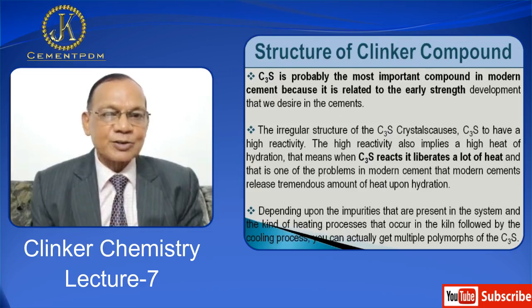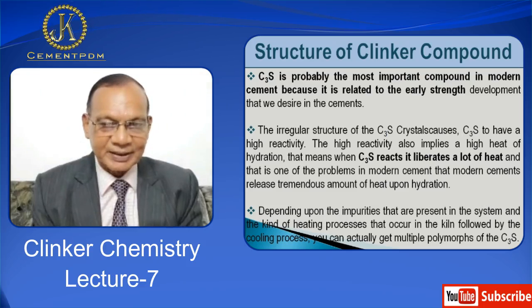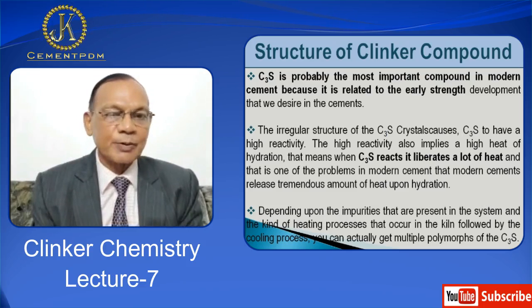Now I would like to discuss the structures of clinker compounds. Now let us look at the structure of these different compounds and what causes them to have differences in their reactivity. C3S is probably the most important compound in modern cement because it is related to the early strength development that we desire in the cement.